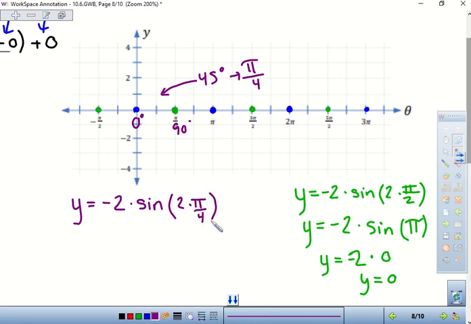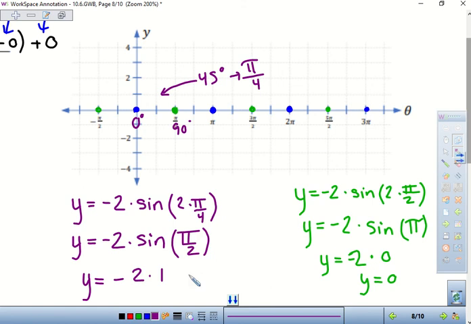Wait, so how did you know it was 45 degrees? Halfway between 0 and 90 is exact, yep. So that's y equals -2 times sine of 2 times pi over 4, which is just pi over 2. What is sine of pi over 2? It's 1. What's -2 times 1? Good. So this is actually down here at -2.